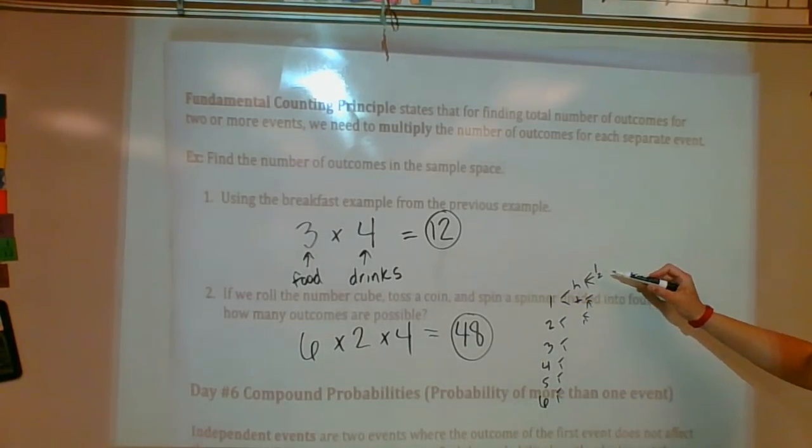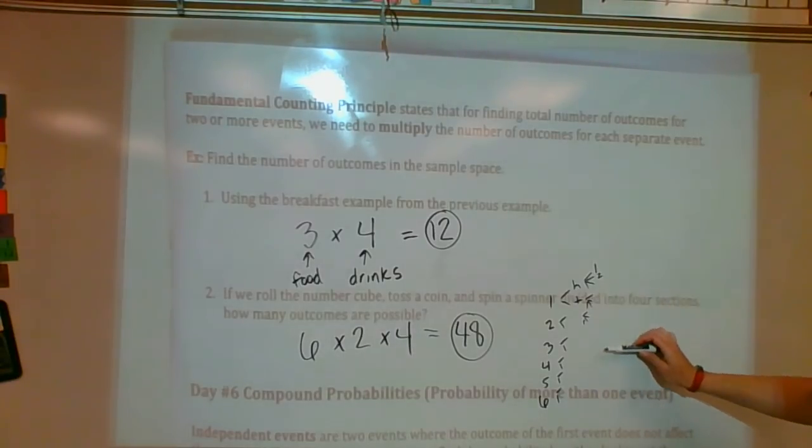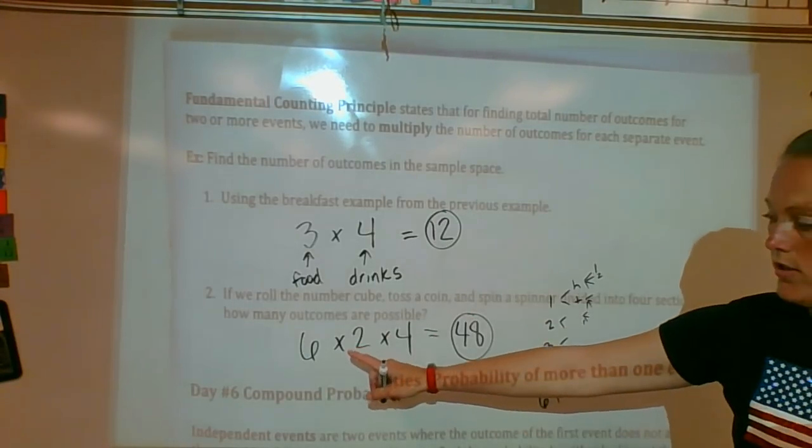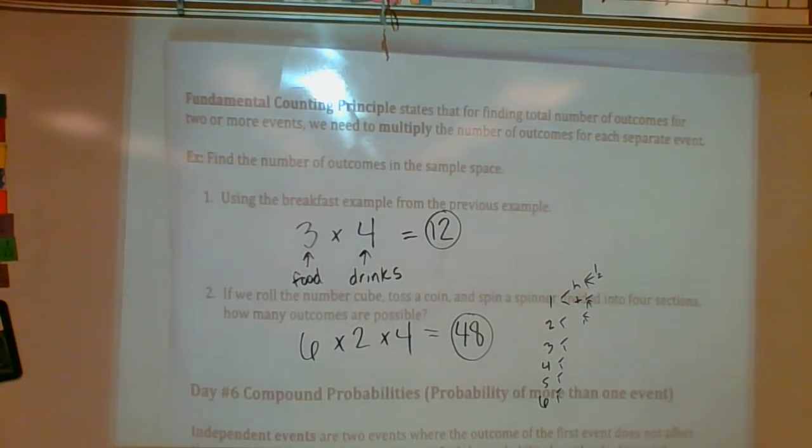If it asked you for the list of the sample space, that's when I need to make this tree diagram. All the question asked us though was how many outcomes are possible. That's what allowed me to just multiply them together and say there were 48 outcomes.